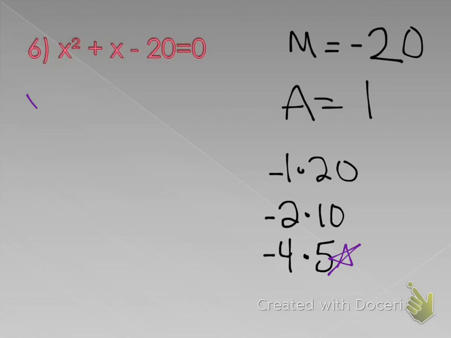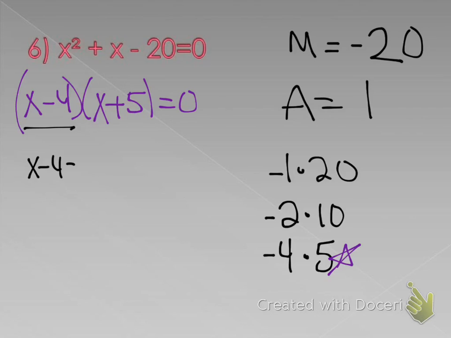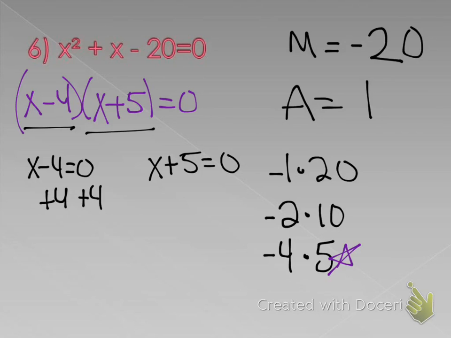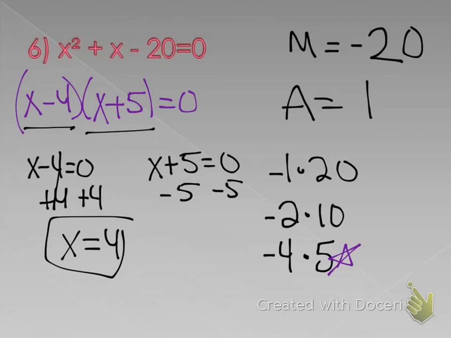So my factors are going to be x minus 4 and x plus 5. Set them equal to 0. So x minus 4 equals 0 and x plus 5 equals 0. To solve, I need to add 4, so one of my solutions is, what do you get here? 4, good. Back here we subtract 5, so one of my solutions is negative 5. Great. Raise your hands if you have any questions.